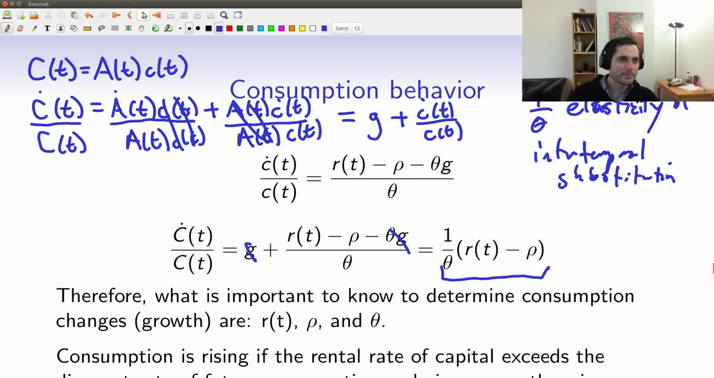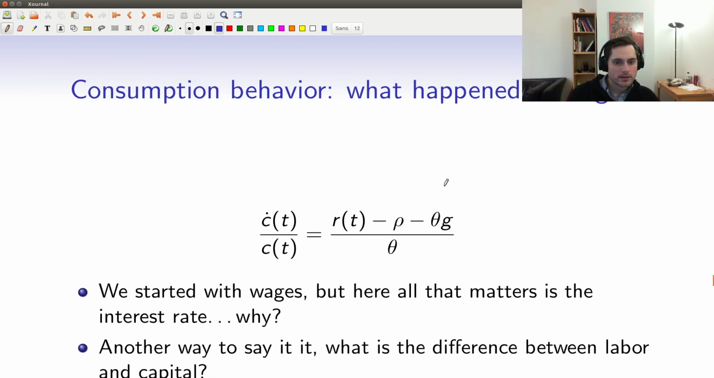Okay, so we started with wages, but where did that go? Isn't that weird? All that we see here is the rental rate of capital. Okay, the reason why is because we sort of solve for wages in a sense, because it's all part of the individual's, well, let's put it this way. Wages are sort of given from the individual's point of view.